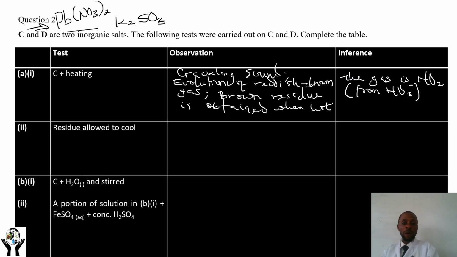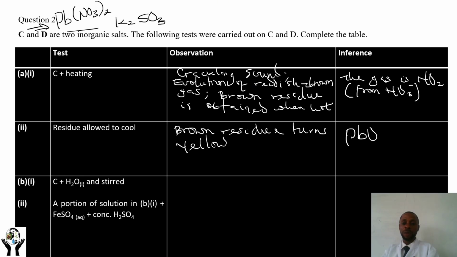So when the residue is allowed to cool, remember when it is hot, the color of the residue is brown. So the brown residue turns yellow. That's when it is cool, and that's because lead oxide, PbO, is present. That's a characteristic feature of lead oxide.